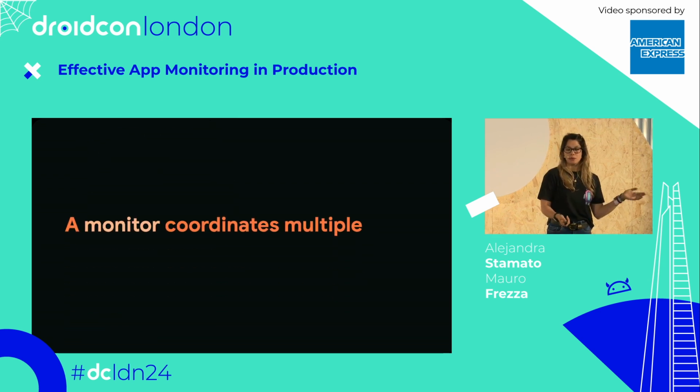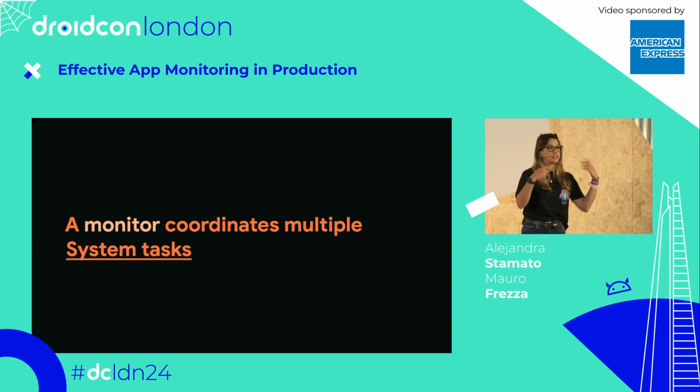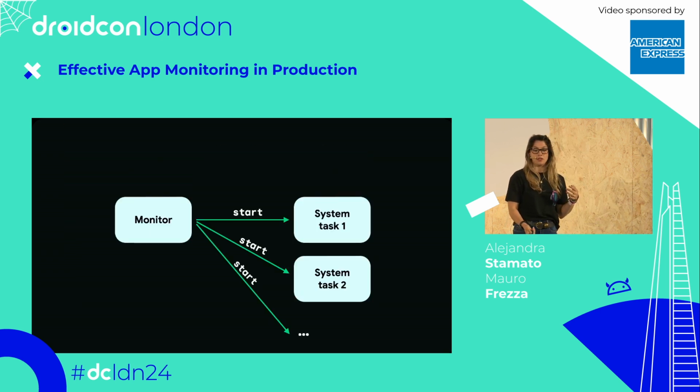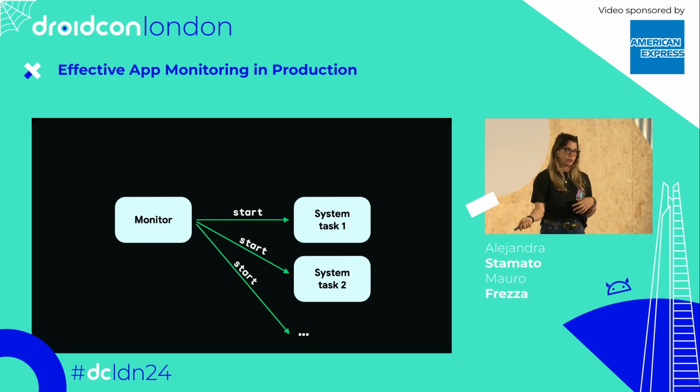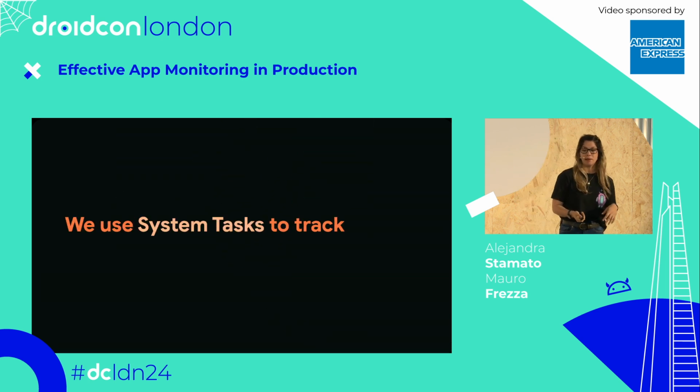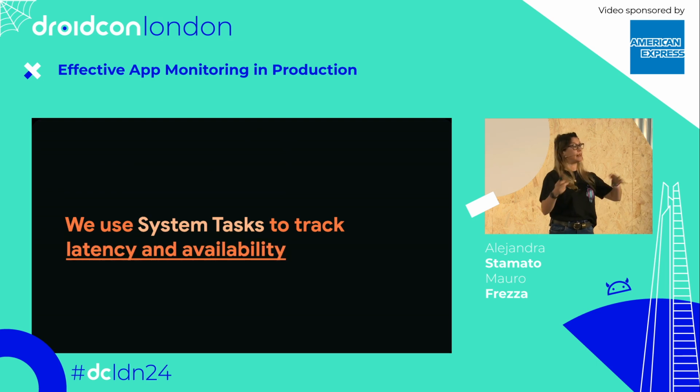Our monitoring class coordinates multiple what we call system tasks. And those system tasks can be everything that you can do in the screen. So it can start system task 1, which is loading of the screen. It can start a system task 2 of publishing a file, downloading a file, or creating an event, creating an object of some kind, etc. So you have a collection of these system tasks representing what you can do on the screen at any given time. And we use them to track the latency and availability with convenient parameters to do so, as we're going to see.